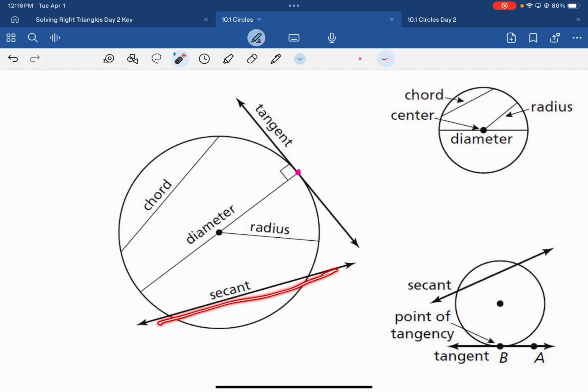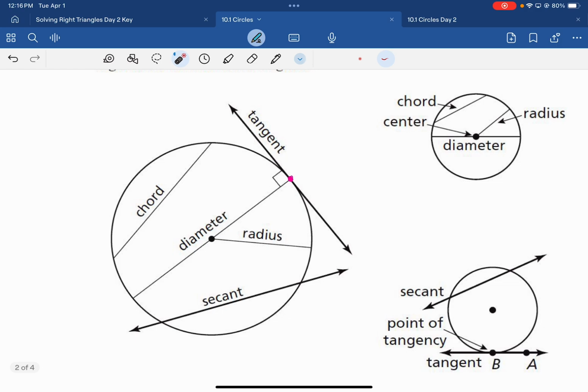Then the last one here is secant. When you look at those first three letters, S-E-C, what other word comes to mind that starts with S-E-C? Second, right? If I get second place, what number is that? 2. So a secant line intersects the edge of a circle twice. Think about second place, number 2: secant intersects two different times. So tangent intersects once, secant twice.